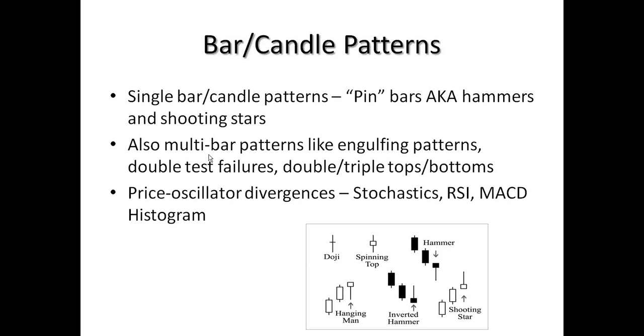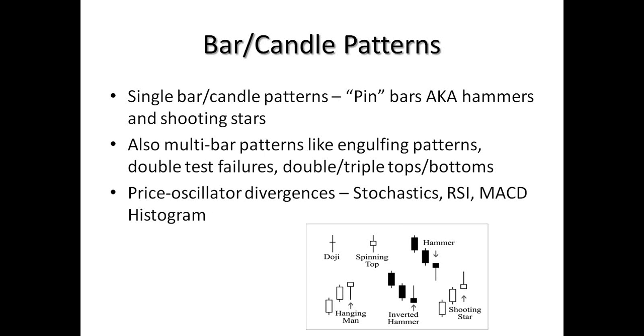So also you have multi-bar patterns like engulfing patterns, the bearish and bullish engulfing patterns, which I'm not going to go through today. You have double test failures, double, triple tops and bottoms. All of these patterns can contribute to your decision to go long or short in a range. Also, very importantly, we have what are called price oscillator divergences. And please bear with me, I'm giving you all this background information because it all pertains to the strategy that I'm going to be showing you in a second.